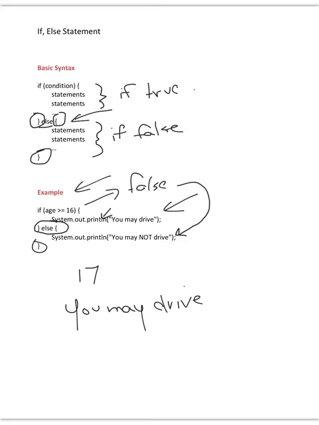If, however, the age is 13, it's going to skip over this statement because it's not true, but then it sees the else and says, okay, if anything else is true, then we want to do this. So this is the false part, so it's going to print out, you may not drive. Okay, so that's our if-else statement.